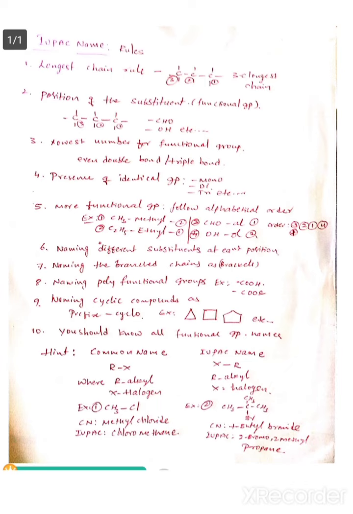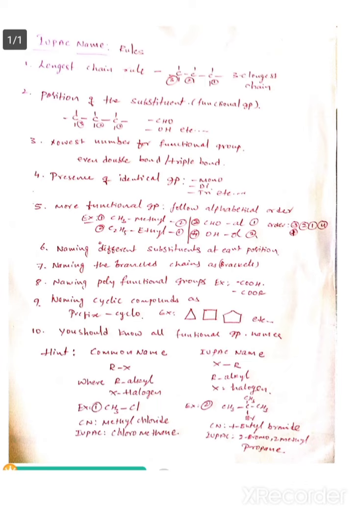The eighth rule: naming polyfunctional groups. Poly means many. For example, carboxylic acid, COOH, and next one is COOR. Likewise, there are many polyfunctional groups, and you have to mention them as polyfunctional groups. The ninth rule: naming cyclo compounds. If the organic compound is cyclic, it can be named with the prefix cyclo.